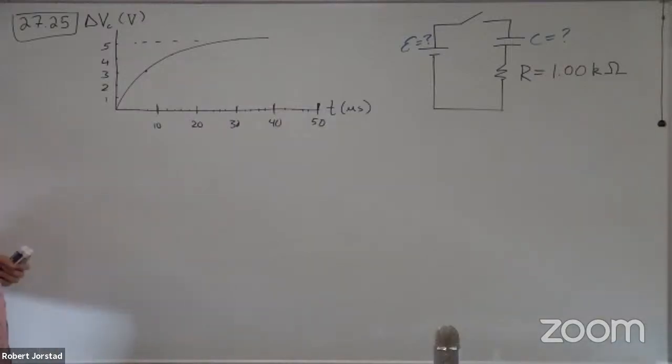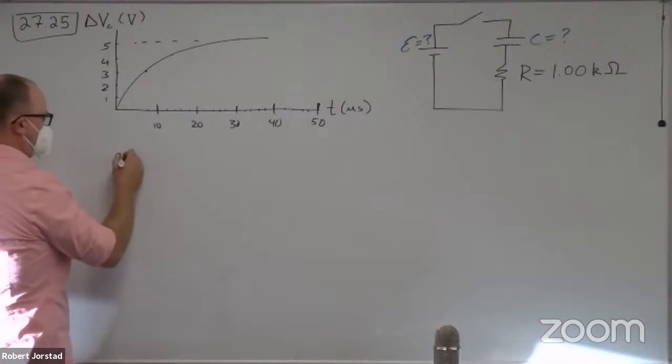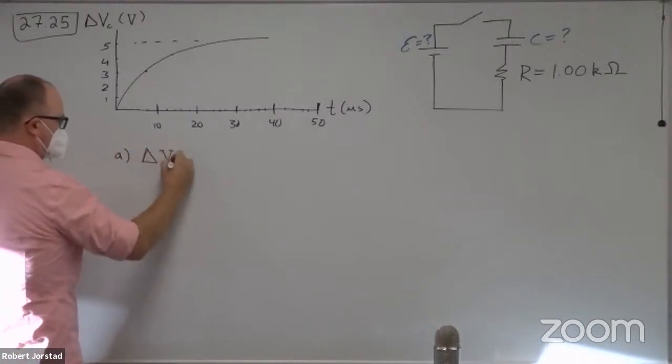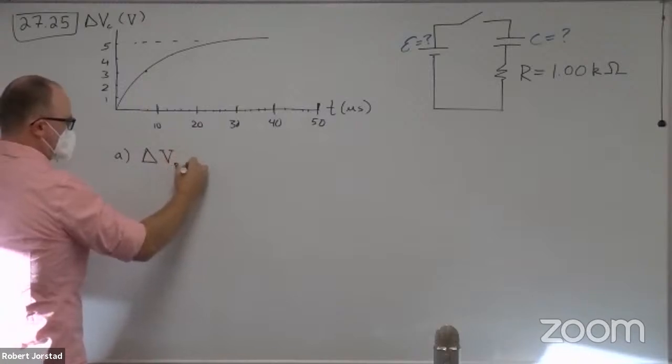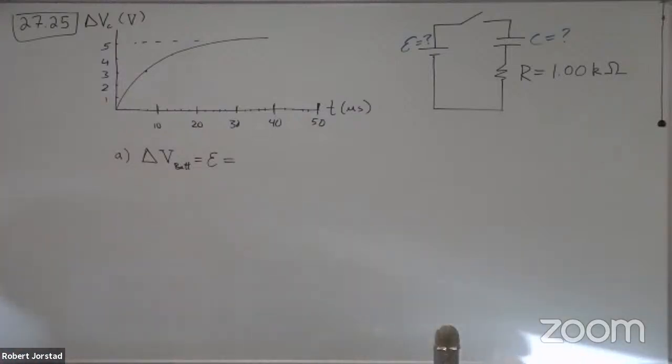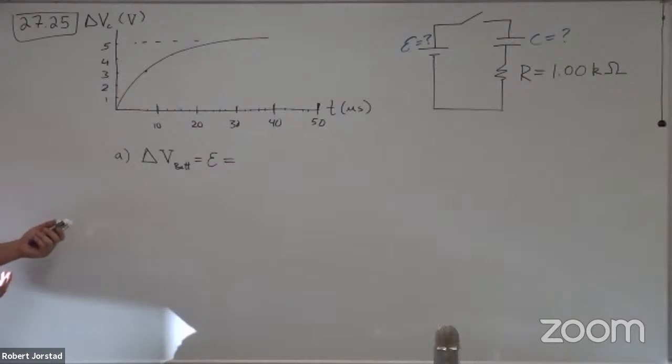Now, part A says figure out the voltage of the battery, right? Sometimes we call that script E. What's that going to be and how do you know? 5. How do you know it's 5? Just tell me, what's your reasoning? It reaches 5 and levels out.